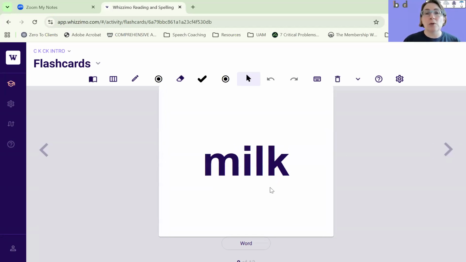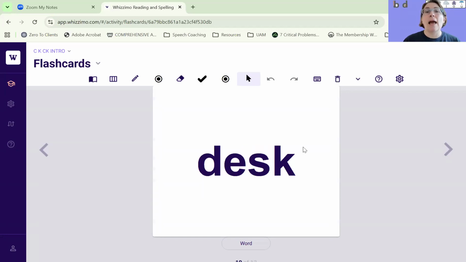Here we have our sound at the end of a word. This word is milk. And we use a K at the end here because it comes after a consonant. So this is a whole new pattern. We're at the end of a word now. K comes after a consonant. Here's the word desk. Here's our K because it's after a consonant at the end of a word.